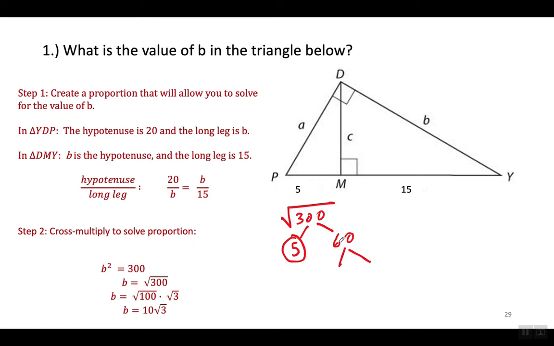So for example, I could break up 60 into 6 times 10. Keep breaking it up until all you have are the prime numbers that make the prime factors. So 6, I could break it up into 2 times 3. These are prime numbers. 10, I could break it up into 2 times 5.